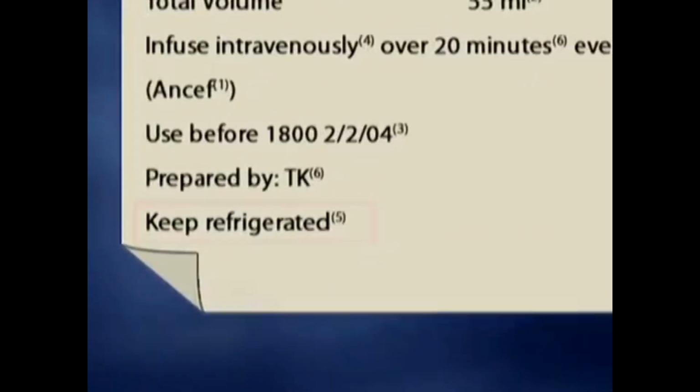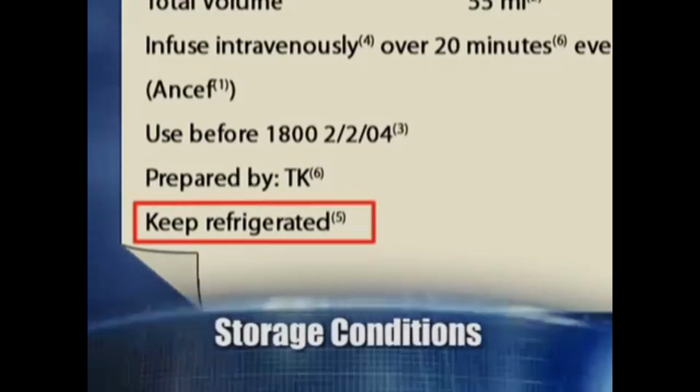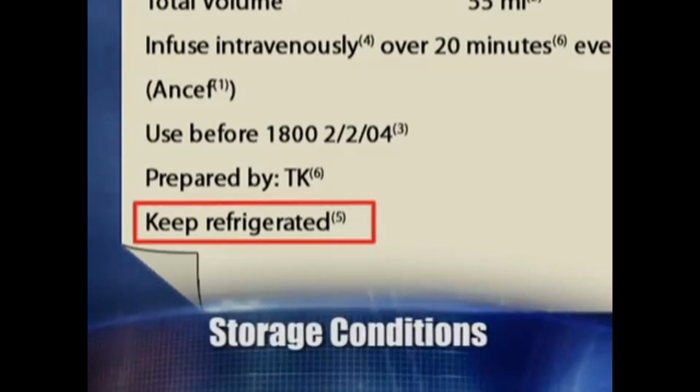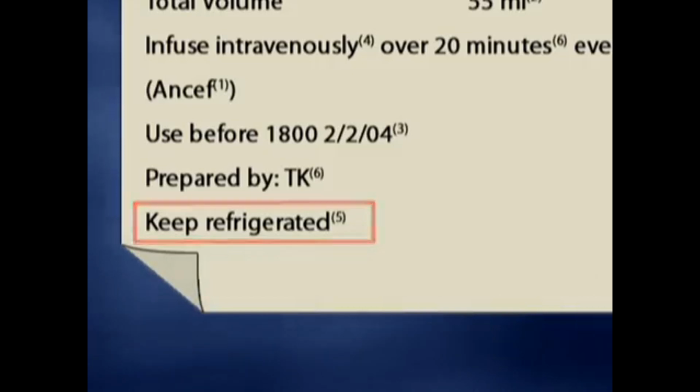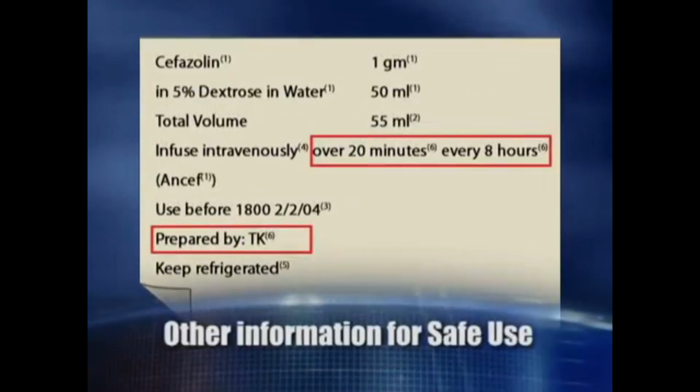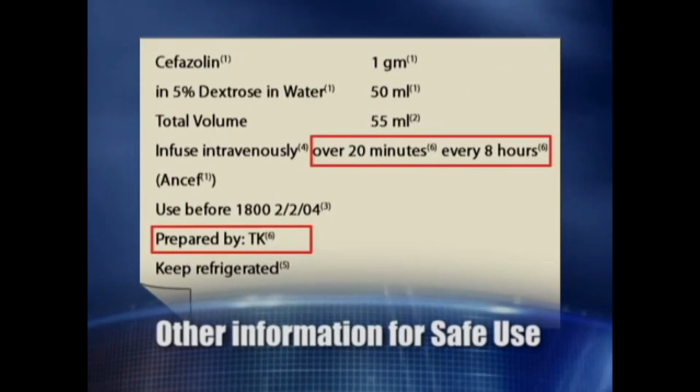This is critical, as in some cases the ramifications of giving a particular drug or dose by an unintended route can be fatal. Section 5 contains storage conditions. Storage instructions can be put on the primary label or added as an auxiliary label. Finally, Section 6 provides other information for safe use.